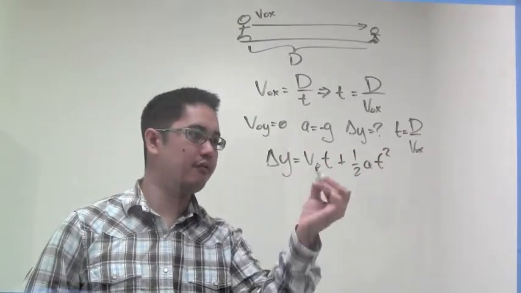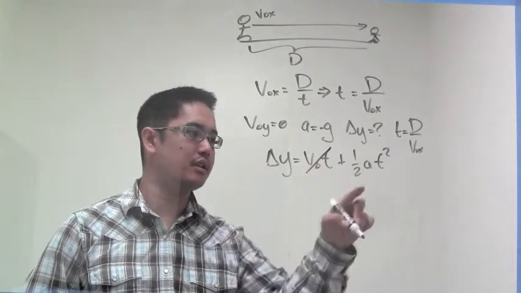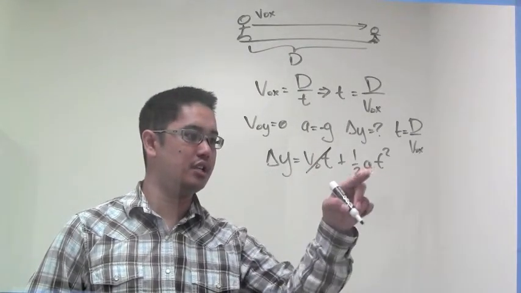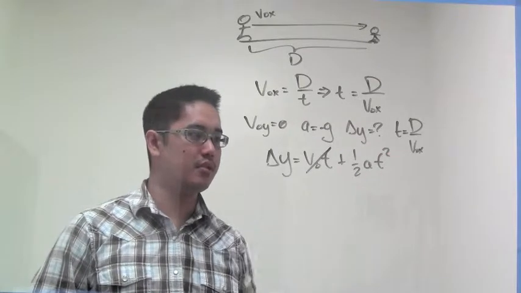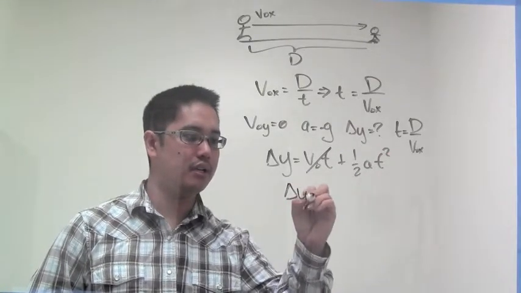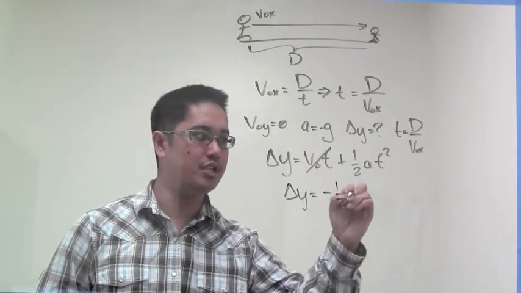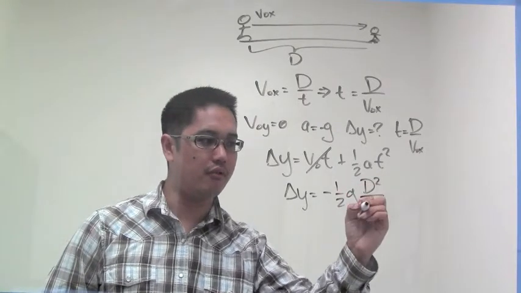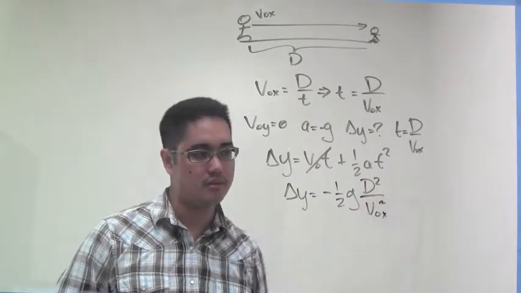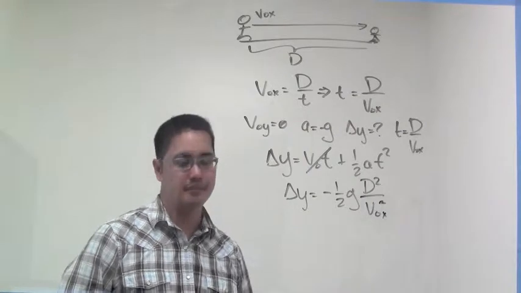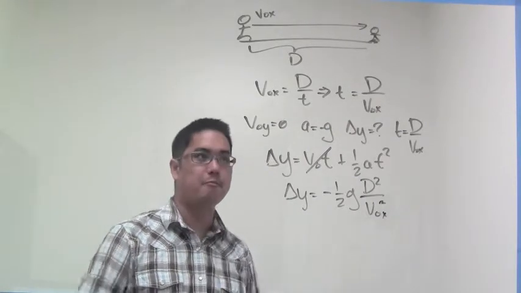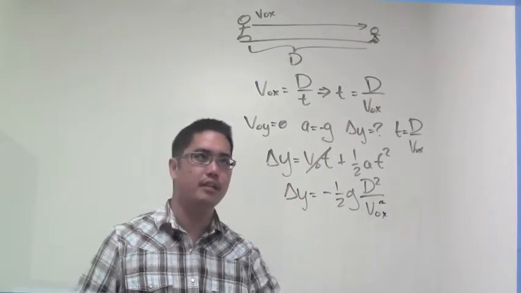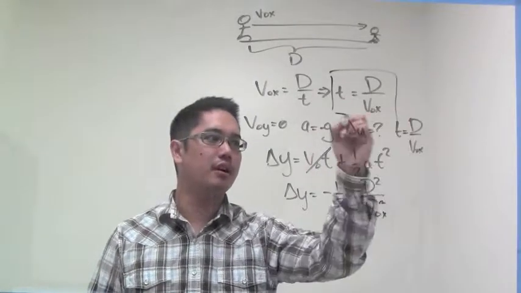Delta y is what I'm looking for. V naught is 0 because that's in the y direction. Acceleration is negative g. So delta y is equal to negative 1/2 g d squared over v naught x squared. All right, we're happy with that. Cool. Now, that's all you need. You just need these two equations, you solve the problem, we're done.